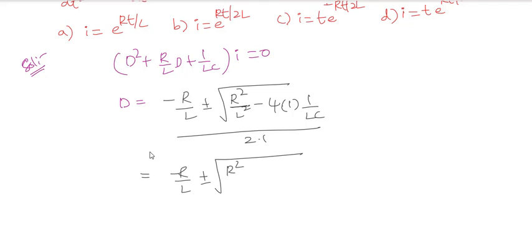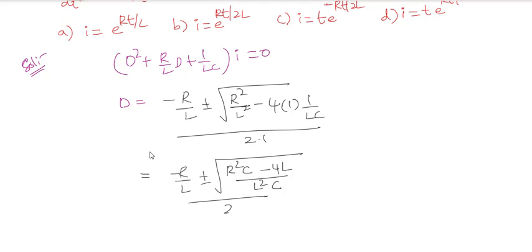Minus r by l plus or minus square root of what? You can take the cross multiplication. Am I right or not? So that is r square c minus 4l divided by l square into c. I'm just taking it as common. That's all, nothing more than that.